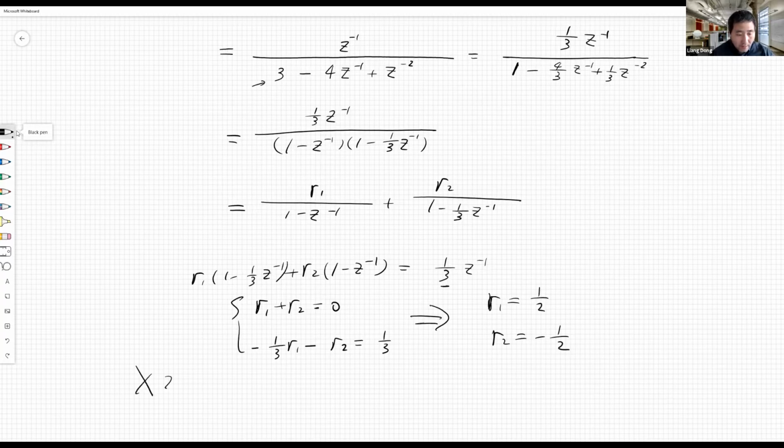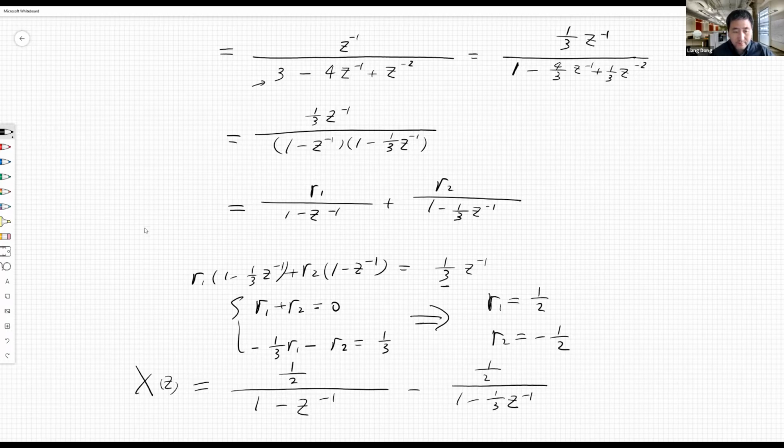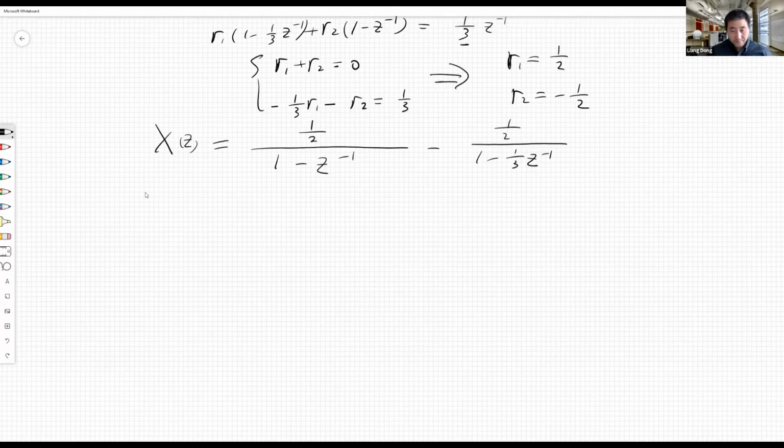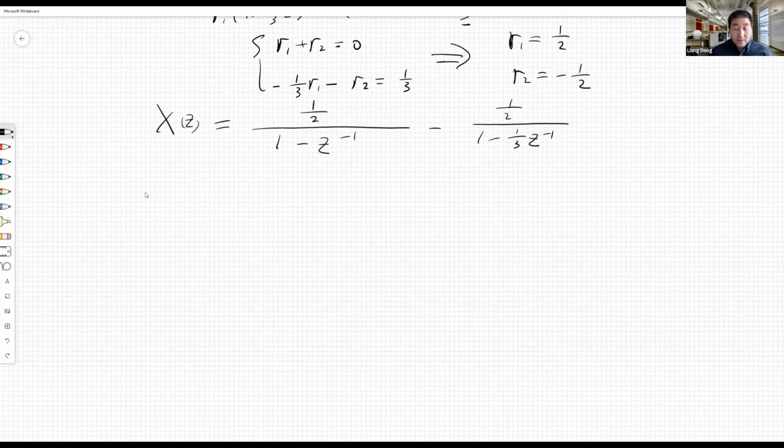Therefore, my original function, the function of z, can be written in this format: 1 subtract z to the power negative 1, subtract 1 over 2, 1 subtract 1 over 3 z to the power negative 1. All right, so we got that. This is the final result for the partial fraction expansion.